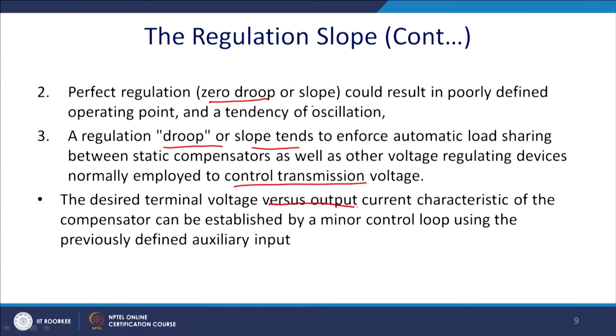The regulation droop or the slope tends to ensure automatic load sharing between the static Var compensator as well as the voltage regulating devices normally employed to control the transmission voltage. The desired terminal voltage versus output current characteristics of the compensator can be established by a minor control loop using, as we have shown previously, a defined auxiliary input. So, that will be used for the droop control. Droop control is a very important feature while multiple entities are working, on how they will share the load.